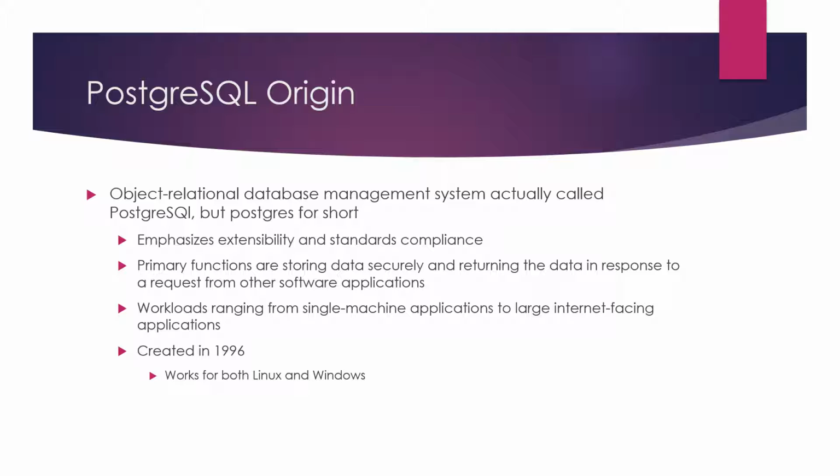So next we will move on to PostgreSQL and its origin. It is an object relational database management system, and it's usually called Postgres for short. It emphasizes extensibility and standards compliance. Its primary functions are storing data securely and returning the data in response to a request from other software applications.